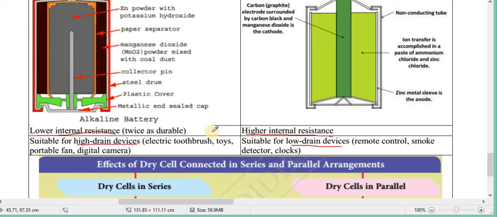The fan, portable fan, okay, very fast one. So all of these use a lot of energy. Okay, low drain devices are generally devices that you just put there, and then you let it slowly run.